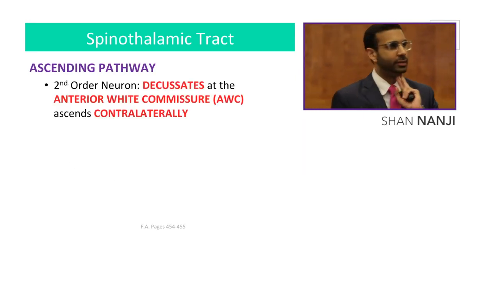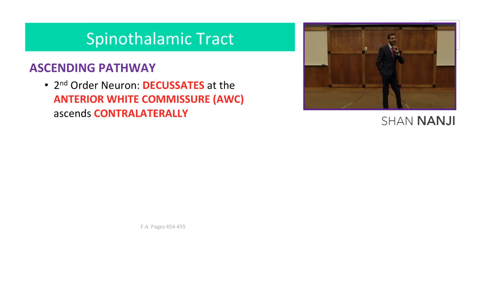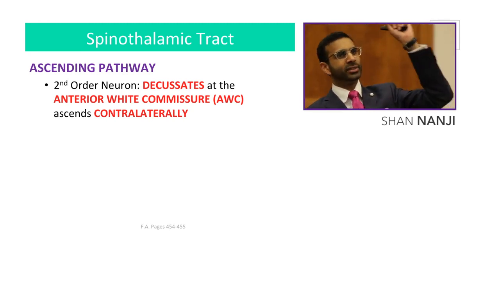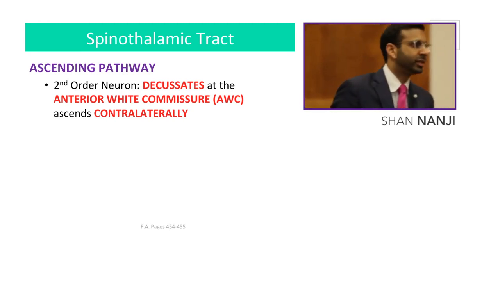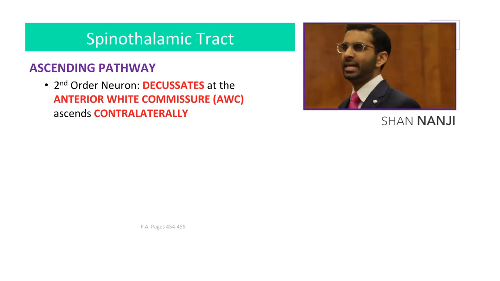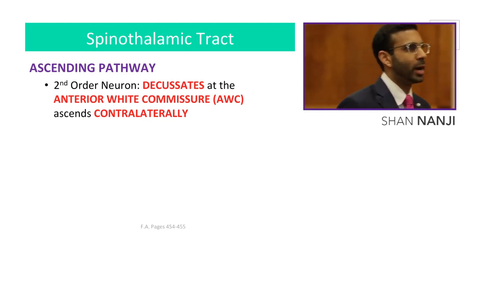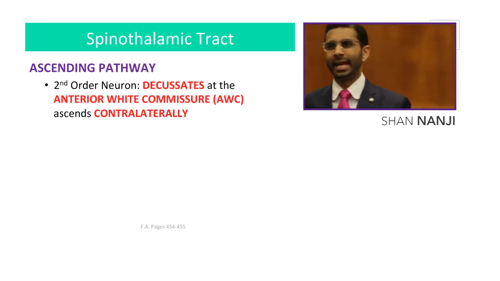Second order neuron decussates at the AWC. What does it decussate? AWC. And after it decussates or crosses over, it is no longer ipsilateral. It is now contralateral, which means it's no longer carrying fibers for the same side. It's carrying fibers for the opposite side. That's what decussate means. And it decussates or crosses over at the anterior white commissure, known as the AWC.